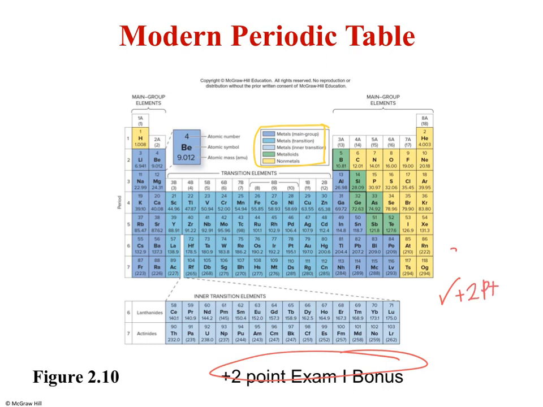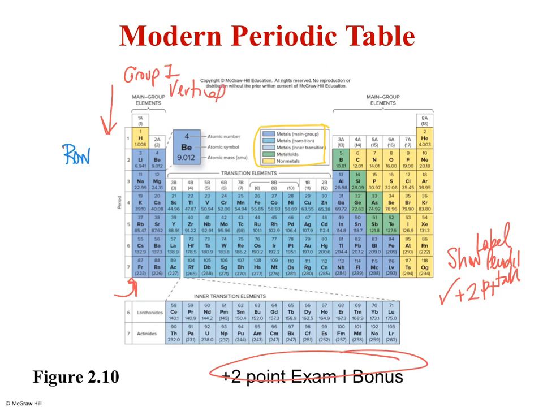If you show me, all you gotta do is show me this labeled periodic table. Maybe you come see me after class, but I want you to label this. Group 1, so groups go down. You can find this information in chapter 2. Groups go up and down, a vertical column, and rows go across.